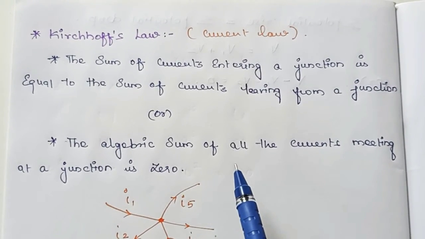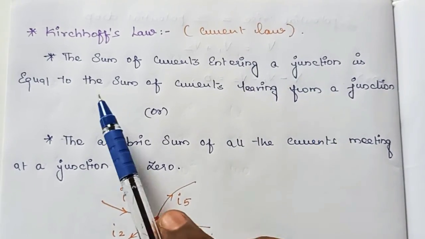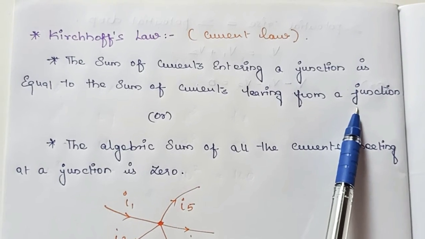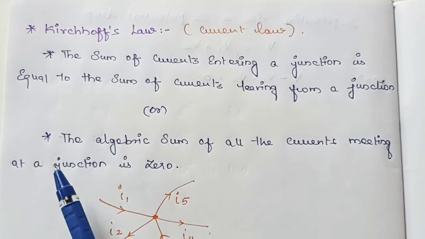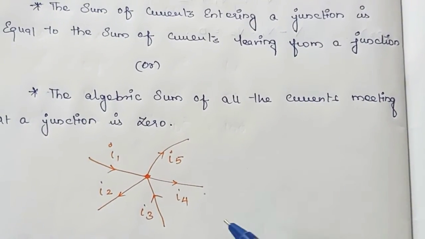The definition of Kirchhoff's current law: the sum of currents entering a junction is equal to the sum of the currents leaving from a junction, or the algebraic sum of all the currents meeting at a junction is 0. Now we will see an example.